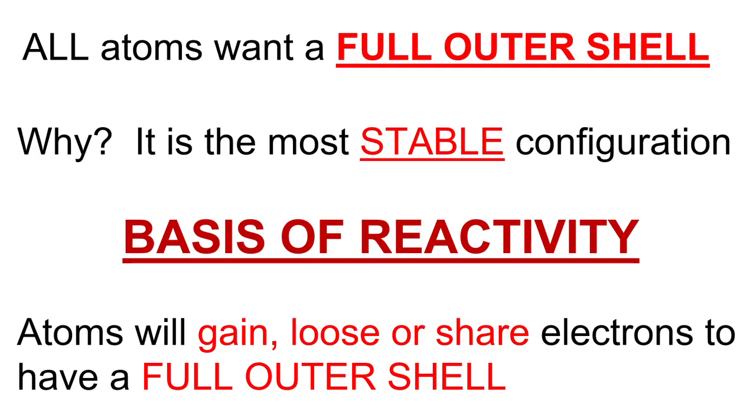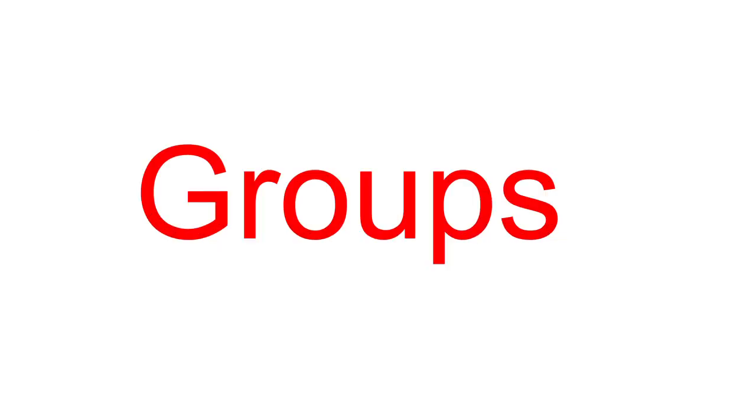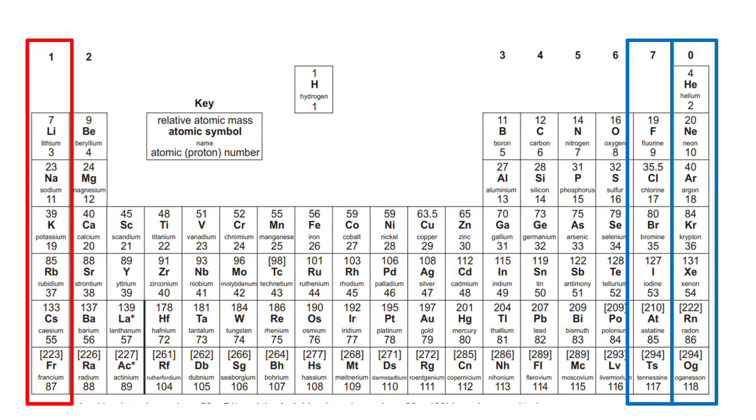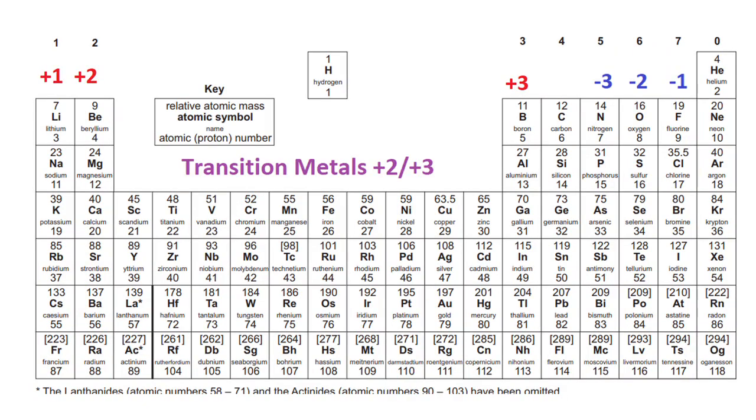Atoms will gain, lose, or share electrons to have a full outer shell. Now we need to talk about the groups, and there's three groups in particular: group 1s, group 7s, and group 0. All group 1s lose electrons of a charge of +1. All group 2s lose 2 electrons of a charge of +2. Transition metals will be positive, but we can't say for sure, so they don't have a set group.